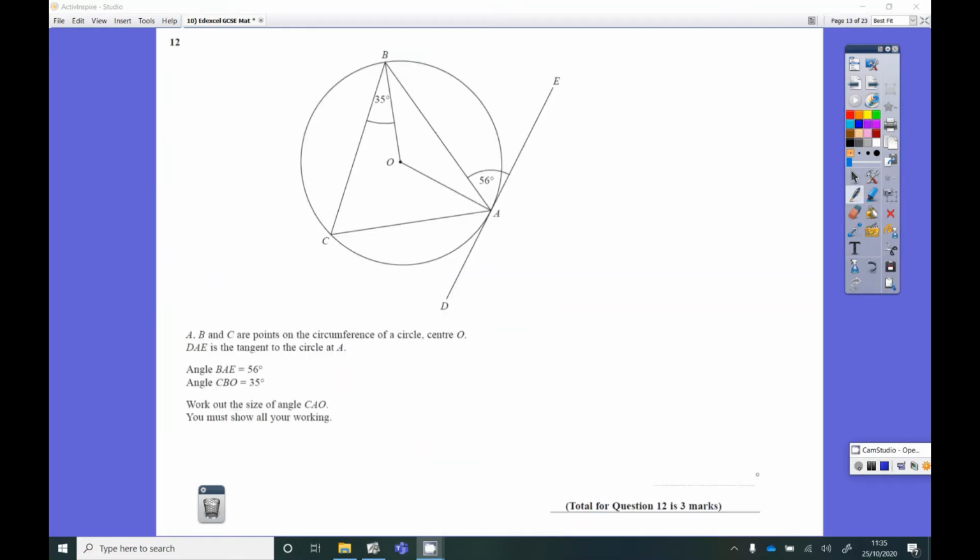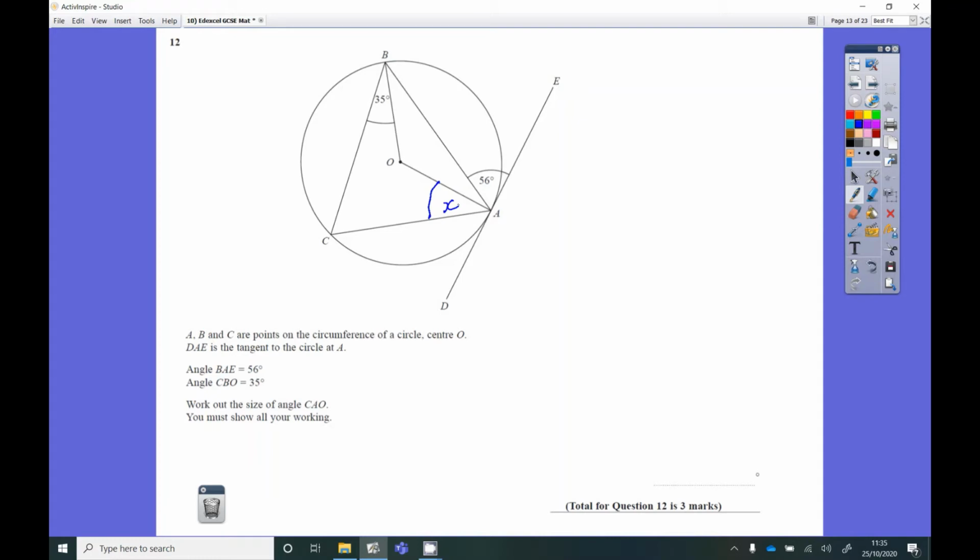Question 12. So we're being asked here to work out the size of angle CAO. So that's the angle we want to work out there. Now, there's a number of ways of approaching this. So if you've got the answer a different way, that's absolutely fine. There's obviously plenty of circle theorems you can use to get the answer a different way.